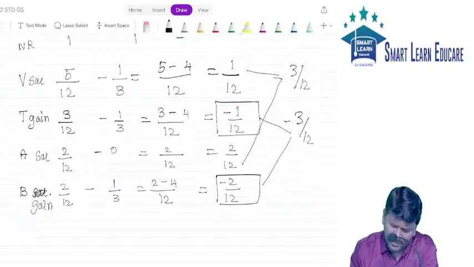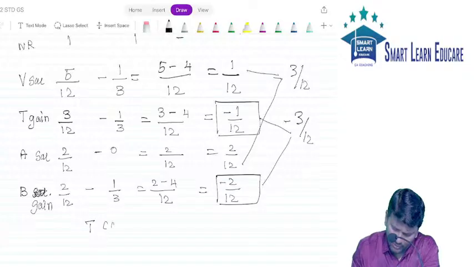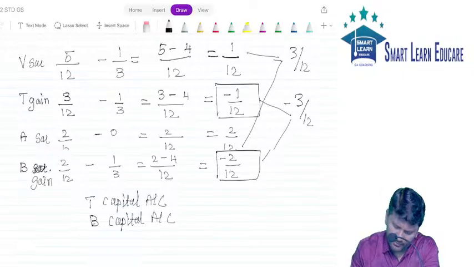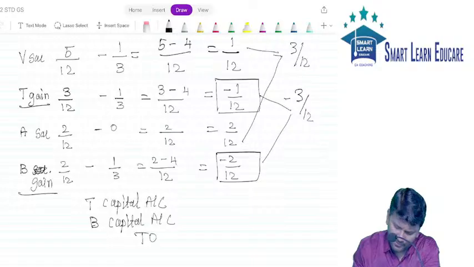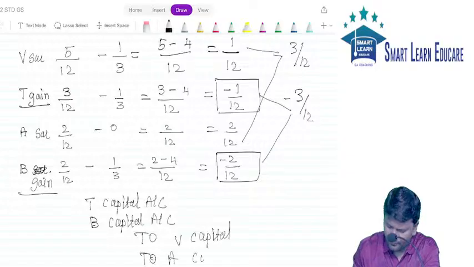Gaining partner's capital account debit to sacrificing partner. அப்போ journal entry will be T capital account debit, B capital account debit, ரெண்டுமே gaining partner, to sacrificing partner, to V capital, to A capital.